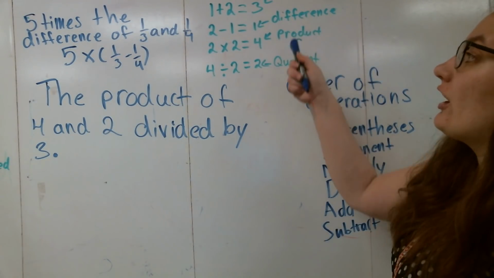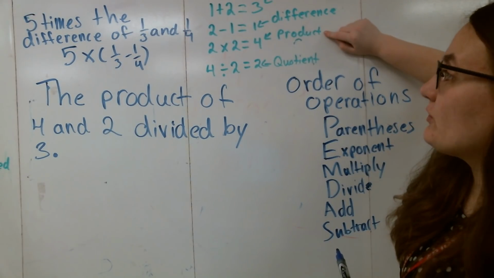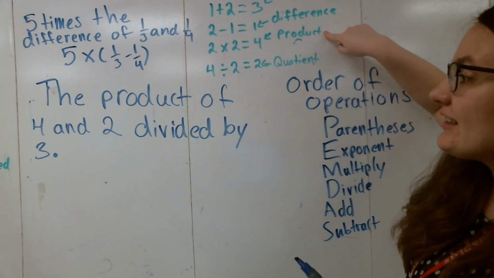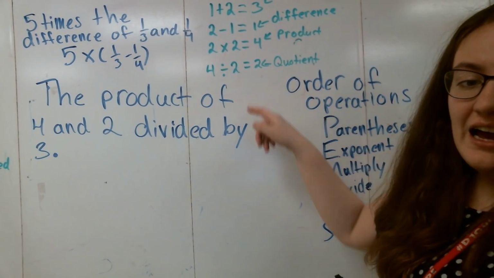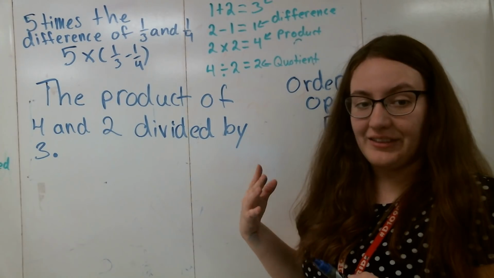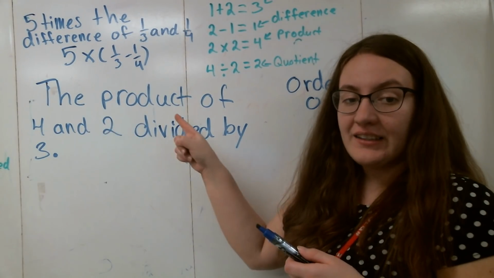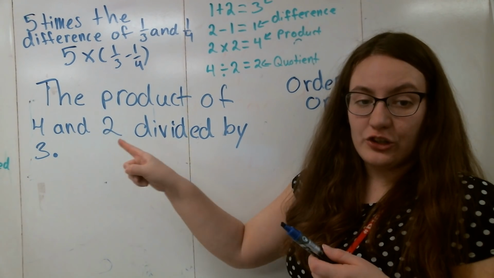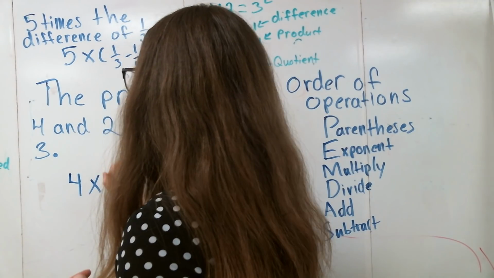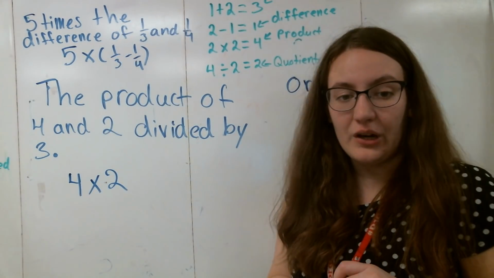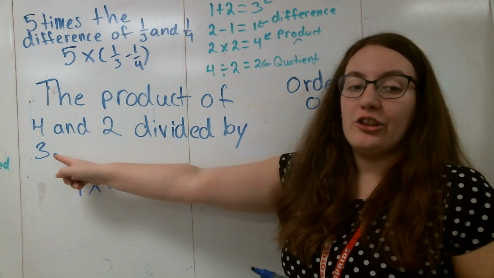So I'm going to look at my chart up here, and I'm going to think about which one shows me product. Well, this one shows me product, and it says that the product is made by multiplying. So I know that I have to multiply two numbers together. What two numbers am I multiplying together? Well, it says the product of 4 and 2. So that means that I'm going to be multiplying 4 and 2. So I'm going to set up that. And then it says divided by 3.